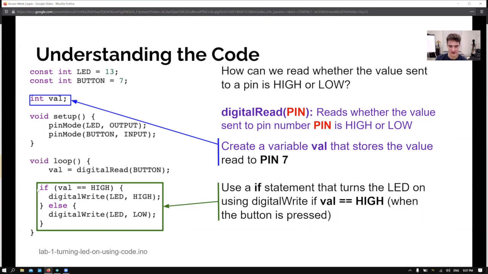Down here, in this green area, we use an if statement that turns the LED on using digitalWrite if val is double equals HIGH, when the push button is pressed. So if the high message is sent, essentially, we run these functions. Otherwise, we run digitalWrite LED LOW.